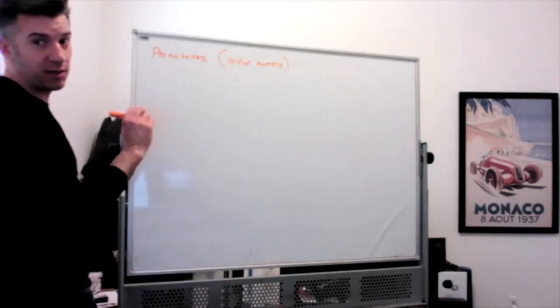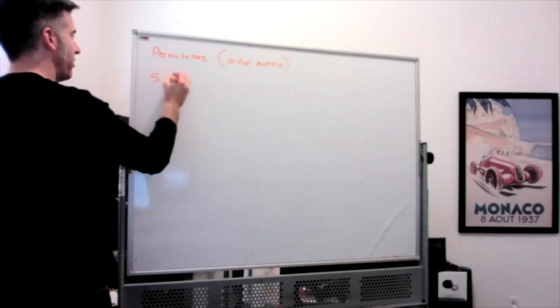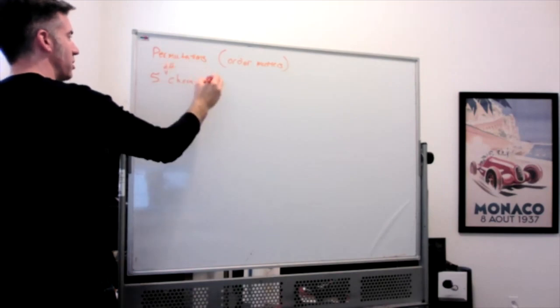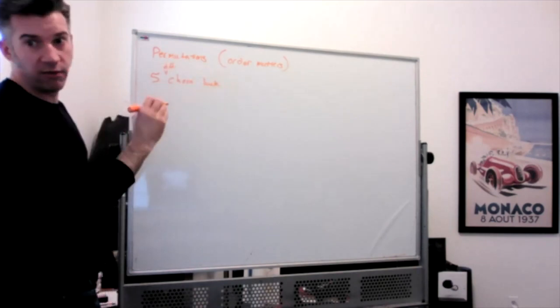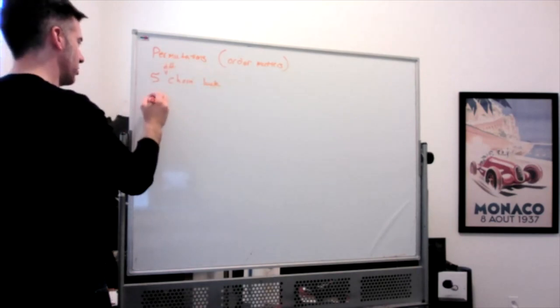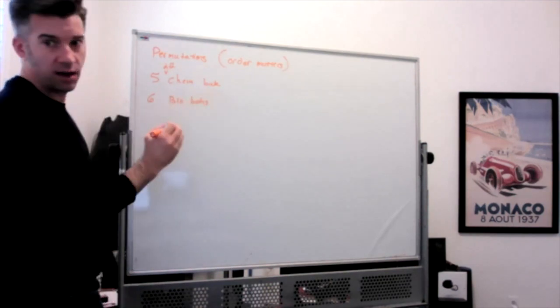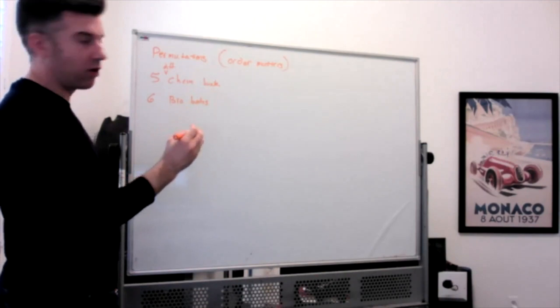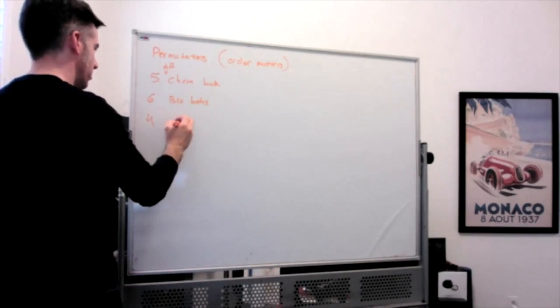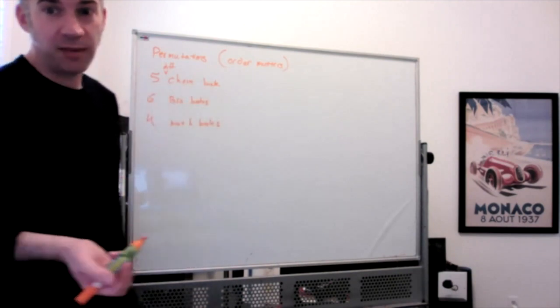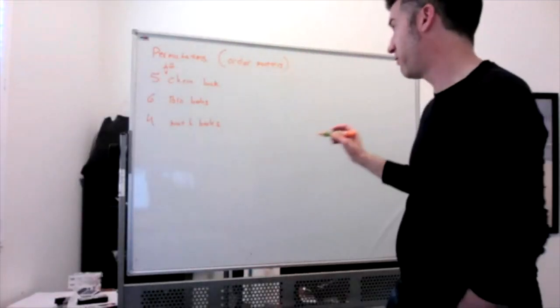So let's look at this one. At the library, we have 5 different chem books. We have 6 biology books, again, all different. And 4 different math books. How many ways can we arrange the books on the shelf?